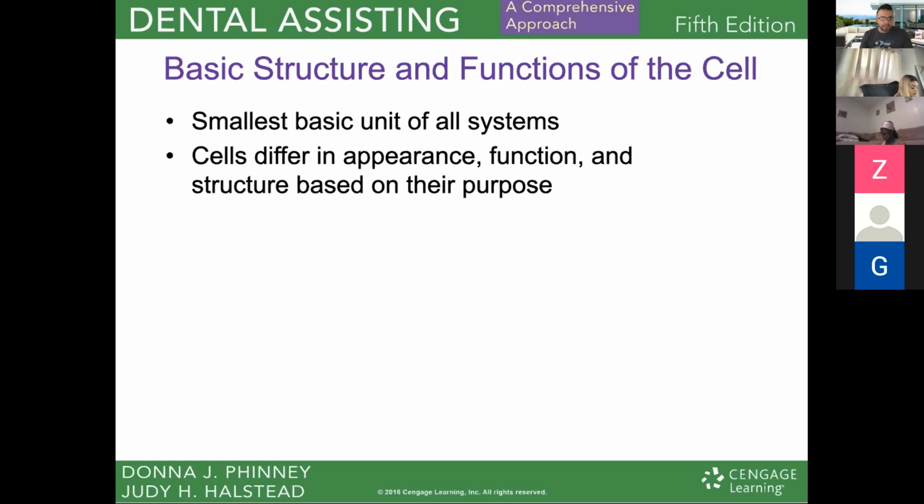So the cell is the basic unit of all systems. So every system has a cell or its own specific type of cell. And it's also the smallest functional unit of the body. Specialized groups of cells form tissues, which group together to form organs. Organs group together to form systems, and all of these systems working together create harmony in the body known as homeostasis. Homeostasis is that word that we use in the body that is everything working together exactly the way it's supposed to act. So that's the body's harmony.